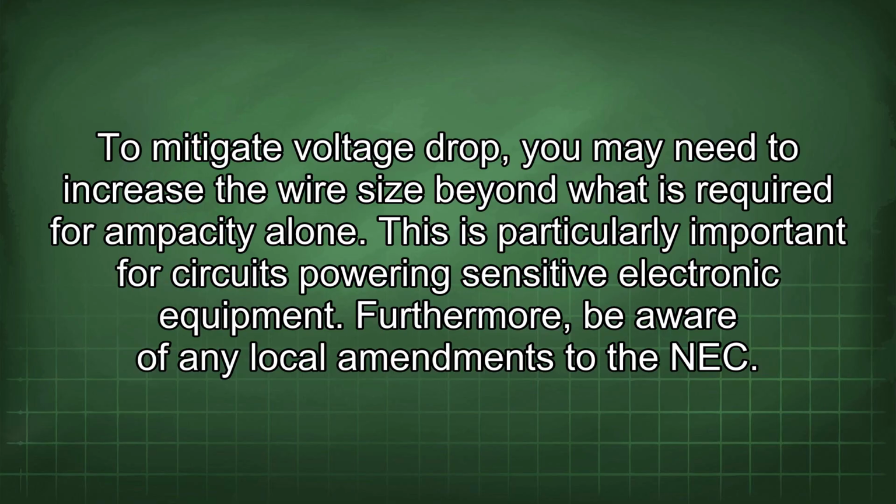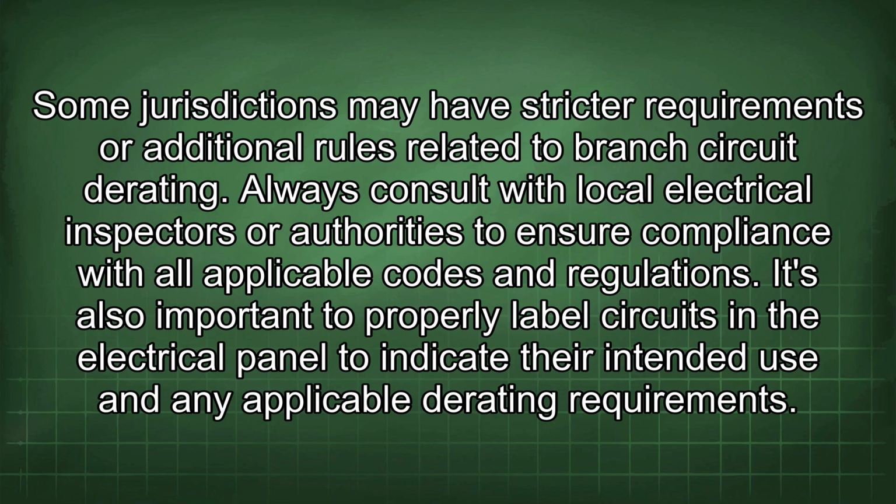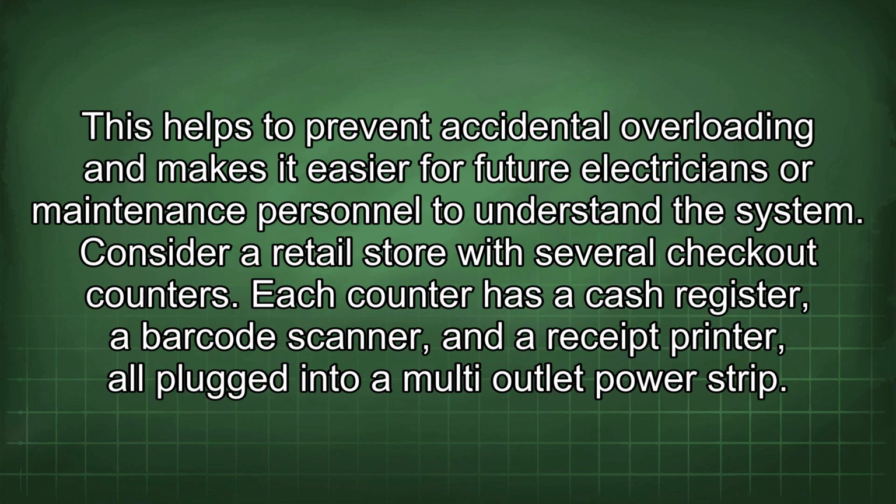Furthermore, be aware of any local amendments to the NEC. Some jurisdictions may have stricter requirements or additional rules related to branch circuit derating. Always consult with local electrical inspectors or authorities to ensure compliance with all applicable codes and regulations. It's also important to properly label circuits in the electrical panel to indicate their intended use and any applicable derating requirements. This helps to prevent accidental overloading and makes it easier for future electricians or maintenance personnel to understand the system.